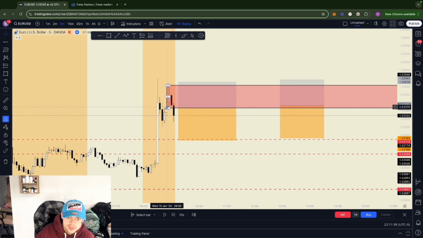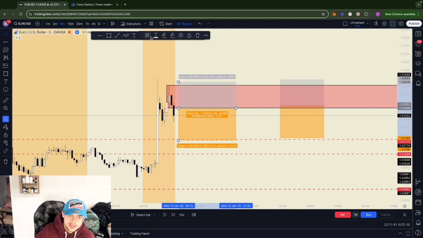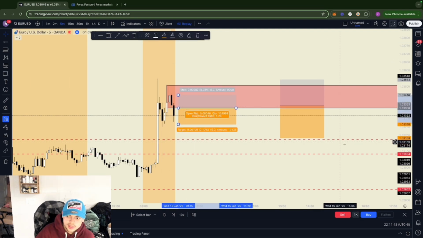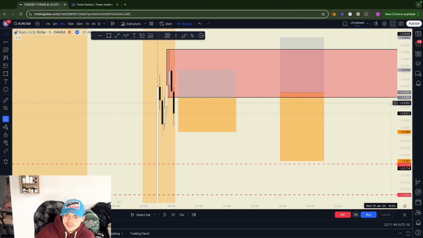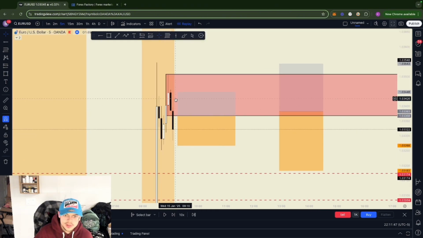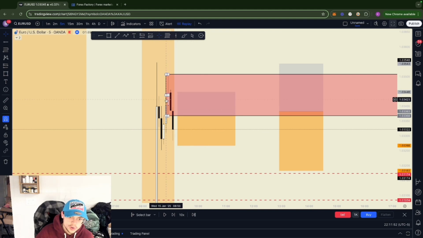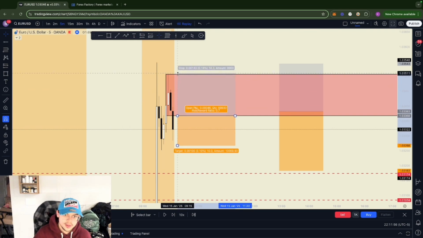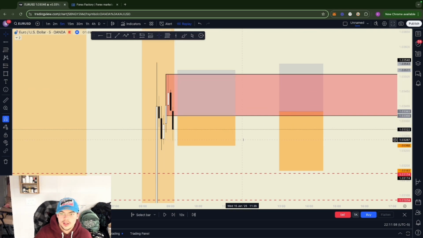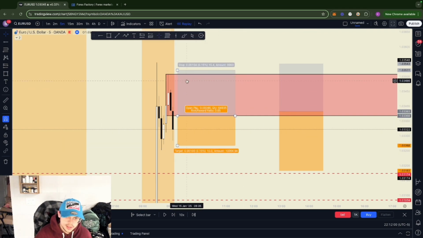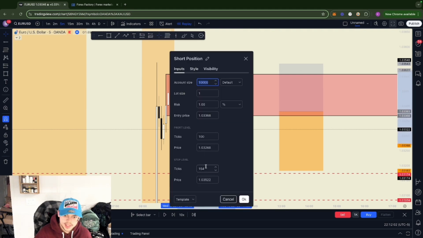But in this case, if I was to put an 8 pip stop loss, it's not a really smart stop loss because the stop loss would be right here, and that order block that is made before the big move actually ends here. Therefore, I have to double everything. So that means I have to double my take profit, and that means I have to double my stop loss to cover me in case it stops me out.